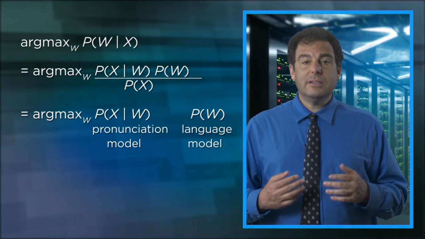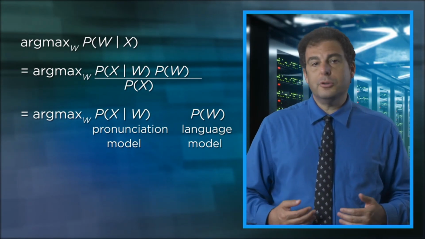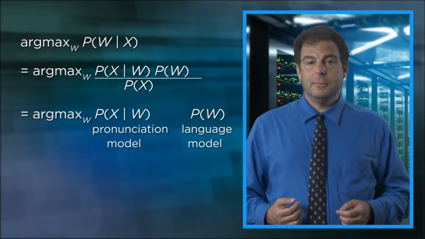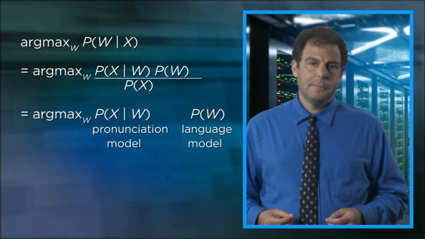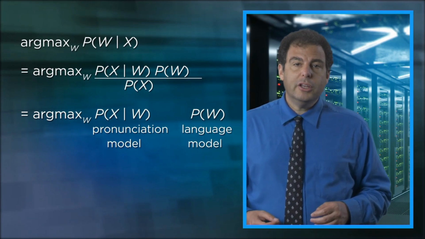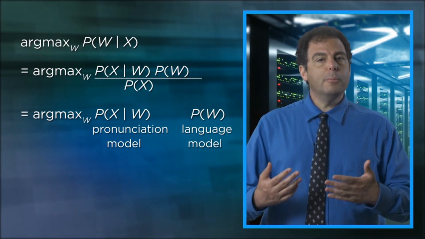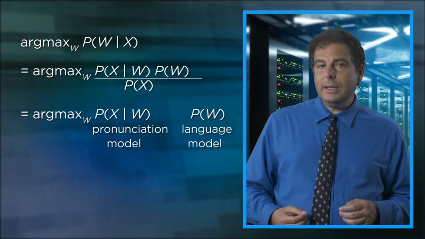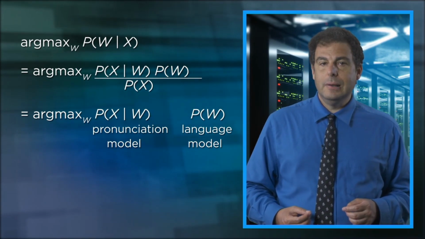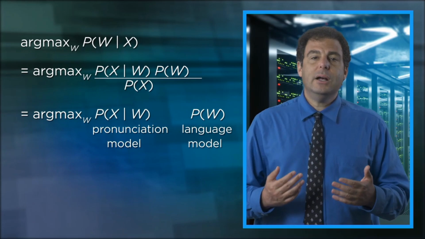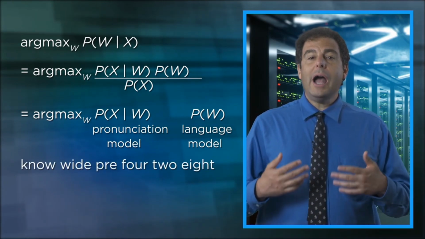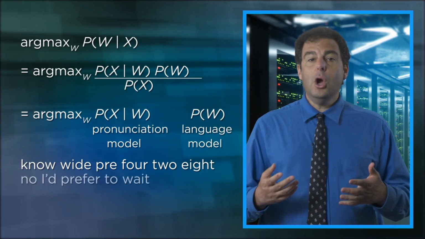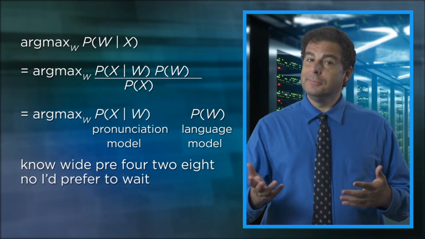The probability of X given W tells us how words are pronounced. You give me a word W, I'll produce the speech sounds. It's the pronunciation model. The probability of W expresses which sequences of words are more likely than others. It's known as the language model. We saw this quantity in lesson 17 on text generation. A language model is what tells us that the sequence "no wide pre 4 to 8" is less common than "no I'd prefer to 8."